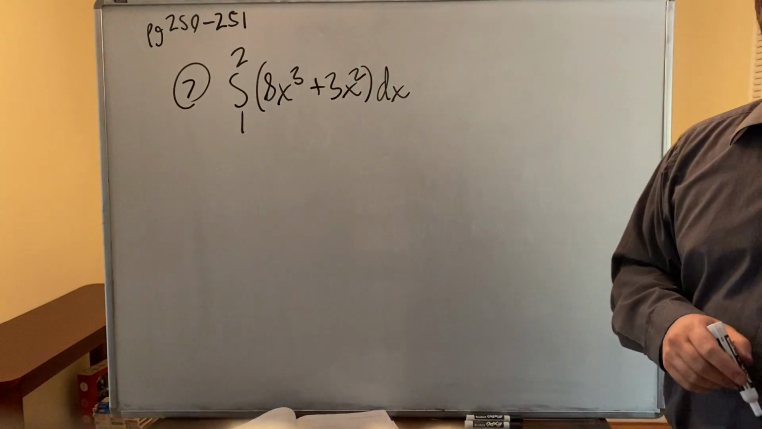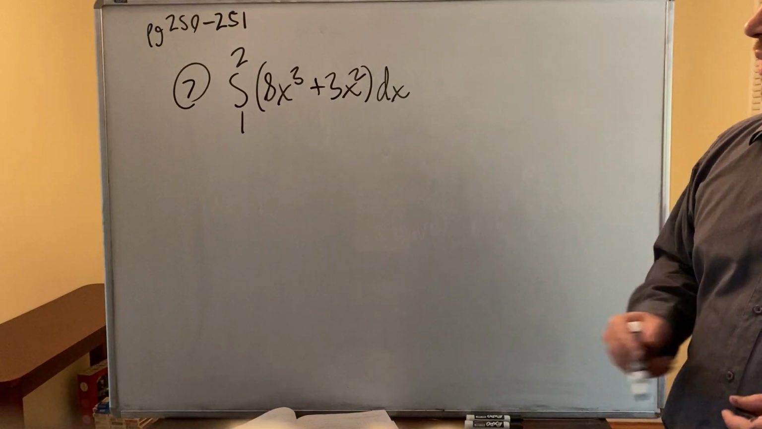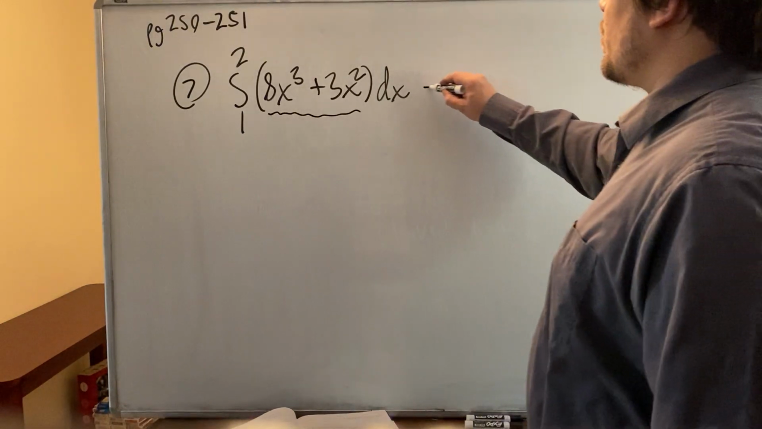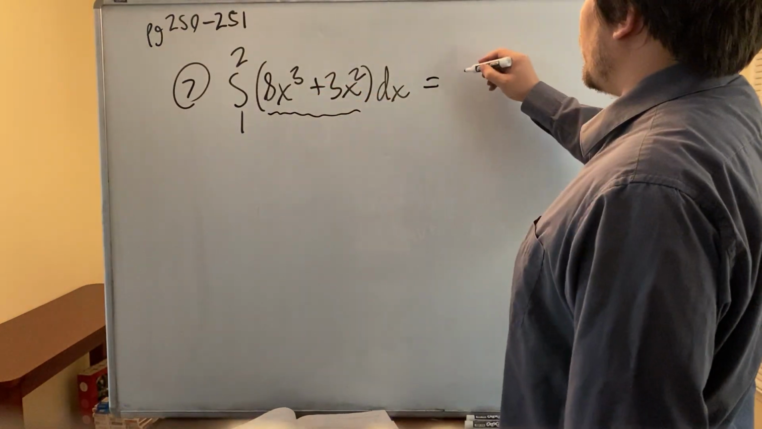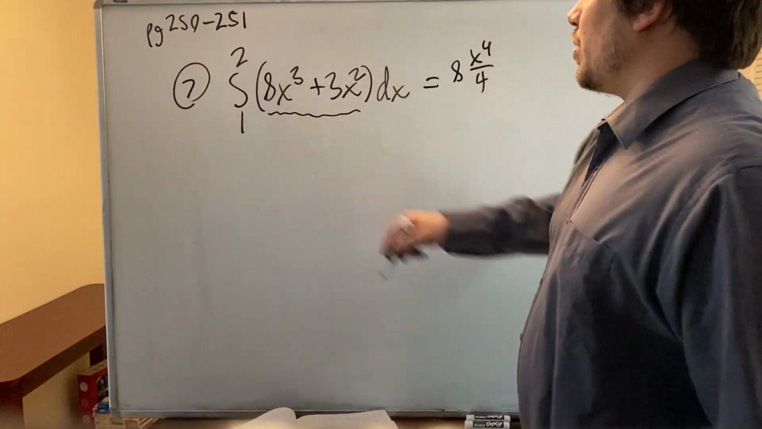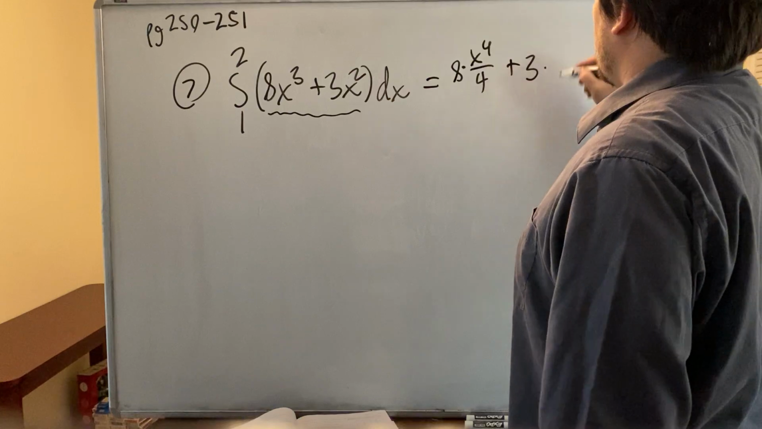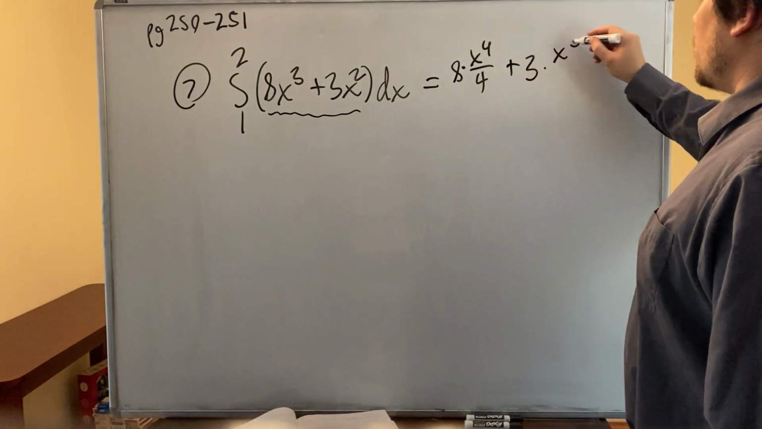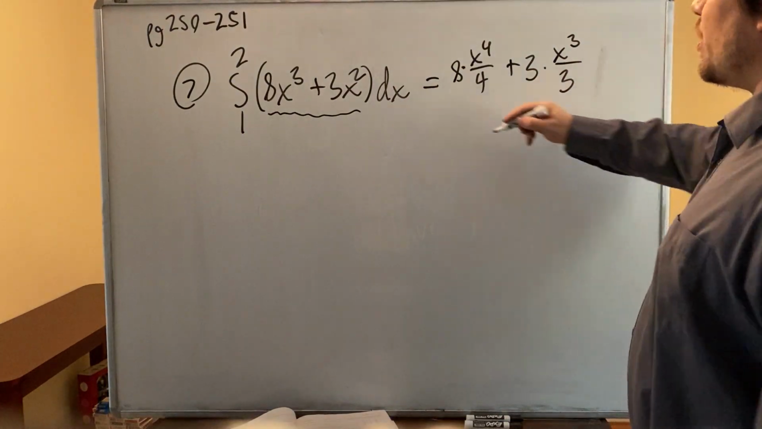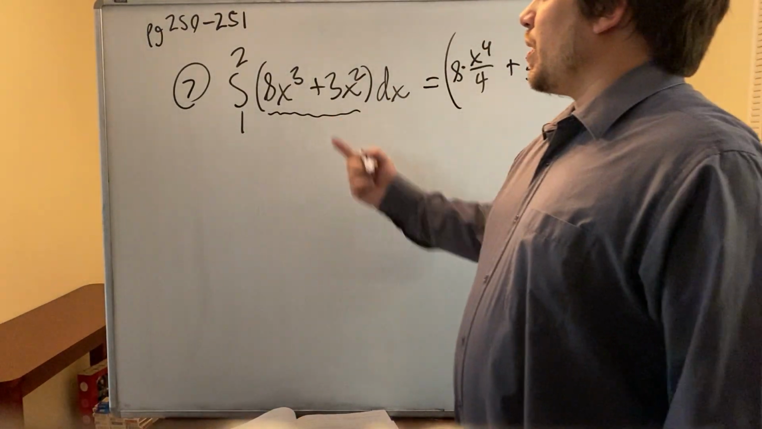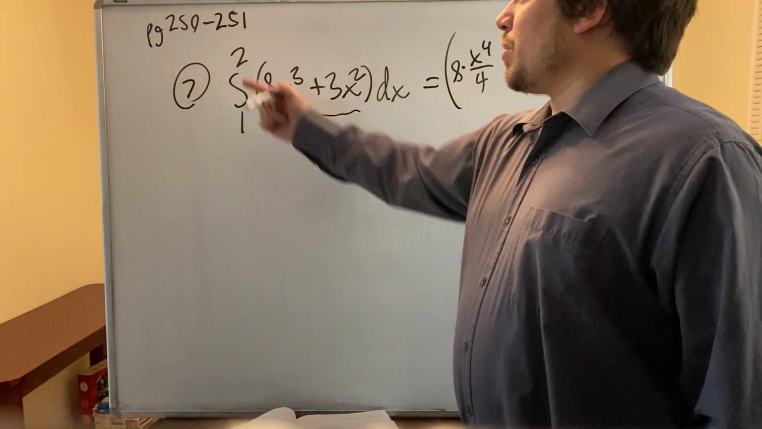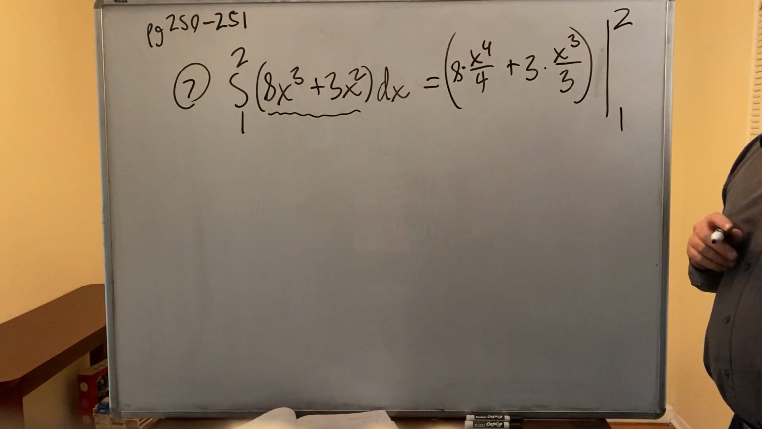We're going to use the evaluation theorem for this. To do that, we're going to find an antiderivative of the integrand function. So what is an antiderivative of the integrand function? Well, you have 8 in front, then you have x to the 4th over 4 for the x cubed, plus 3 times x cubed over 3. So here's an antiderivative of the integrand. And then you evaluate it from the lower limit to the upper limit of the integral.